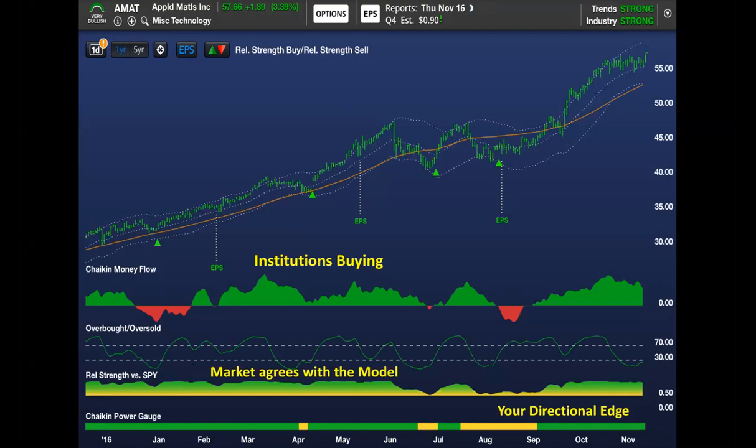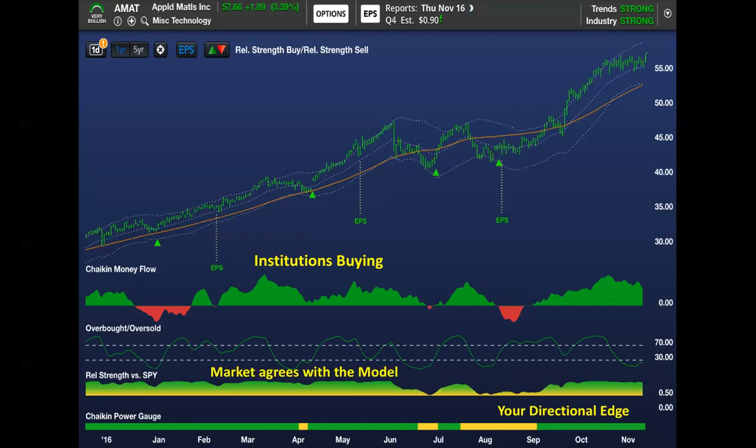That signal works 70% of the time as we've back tested it. More importantly, it persists for 4 to 8 weeks. So for an options trader, what that means is you can put on an options position. You don't have to use weekly options or options that are due to expire in 4 to 6 weeks.